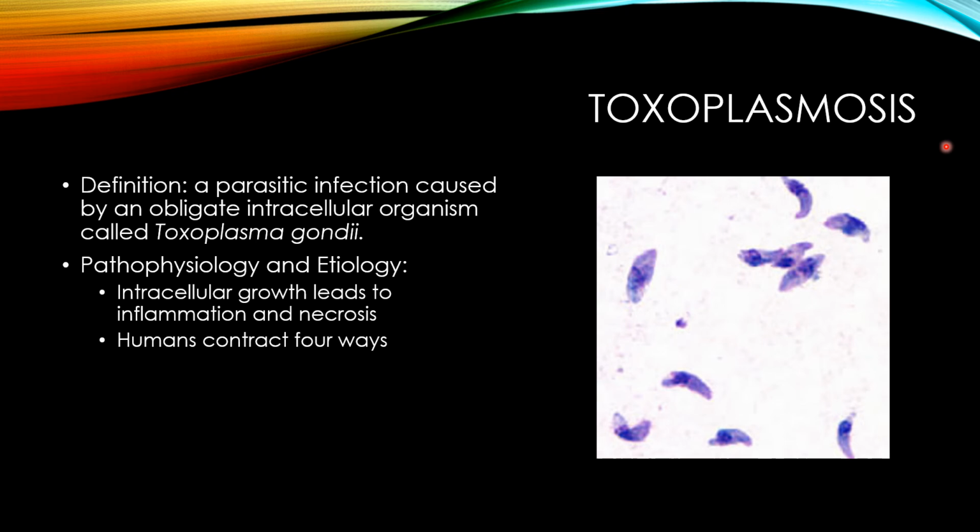Etiology. Humans can contract Toxoplasma gondii infection in 4 ways. 1, foodborne transmission, so ingestion of the tissue cysts via consumption of undercooked or raw meat. 2, zoonotic transmission, ingestion of oocysts via consumption of food and water contaminated with feline feces. 3, vertical transmission, infected mother causing congenital infection through the placenta. And then 4, transmission via organ transplantation or a blood transfusion.